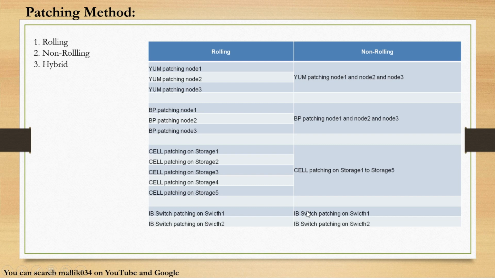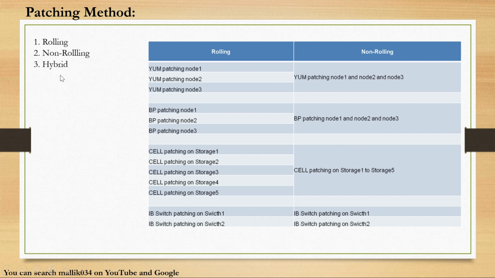And for the IB switch, make sure the IB switch will always be rolling. The IB switch cannot be done non-rolling. You cannot patch the IB switches at the same time. You have to patch the IB switches one at a time. There is no non-rolling concept for the IB switch. If you do it, you can lose the connectivity of your entire cluster, the entire Exadata box.